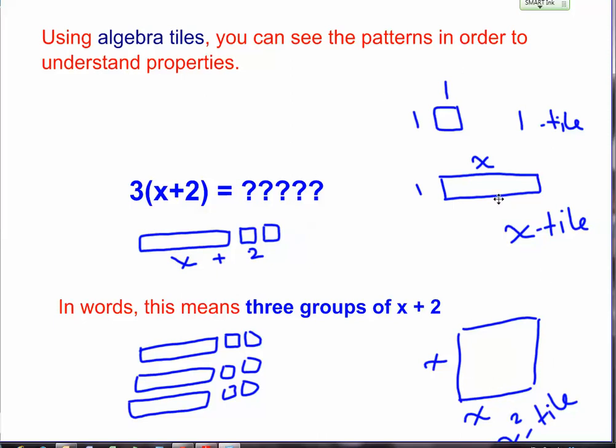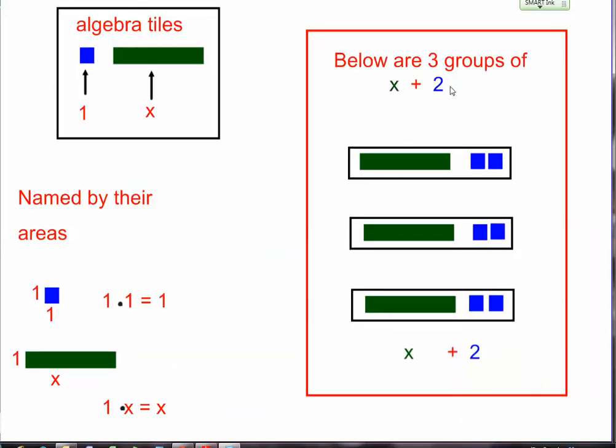Now the purpose of these is to help you understand the distributive property today. So I had you build 3 groups of x plus 2. This is an x tile plus 2, so here's one group of x plus 2, another group of x plus 2, and a third group of x plus 2. And so if I want to get rid of the brackets, I want to expand 3 groups of x plus 2. Okay, I just rearrange them.